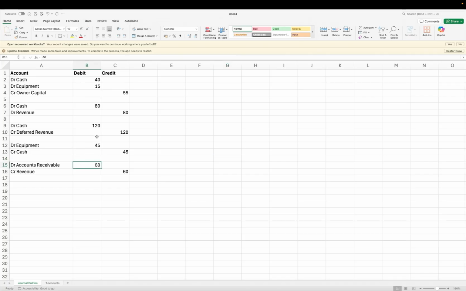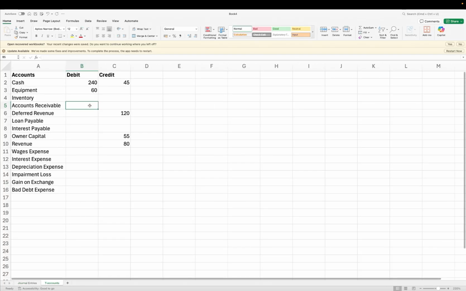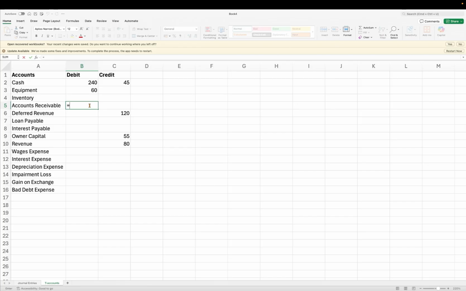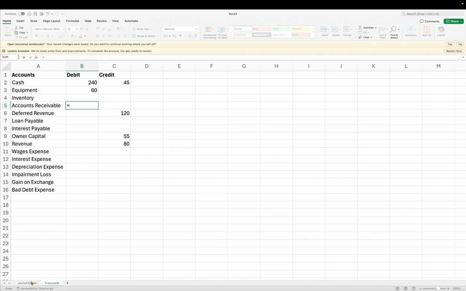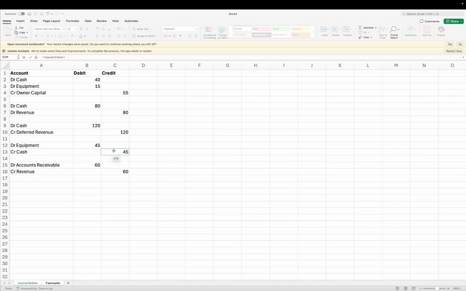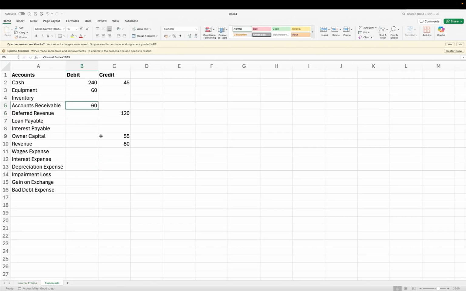Great. Accounts receivable represents money owed to the business by customers. So it's an asset account. Assets increase with debits. So I record 60 on the debit side of the accounts receivable account. Great.